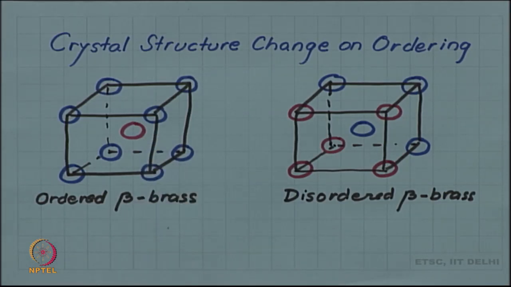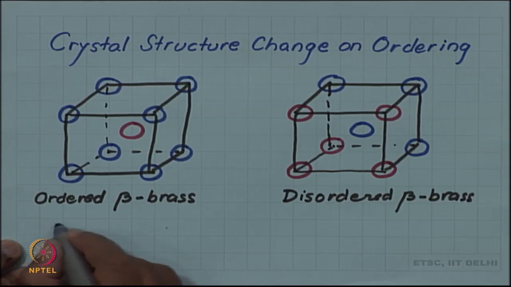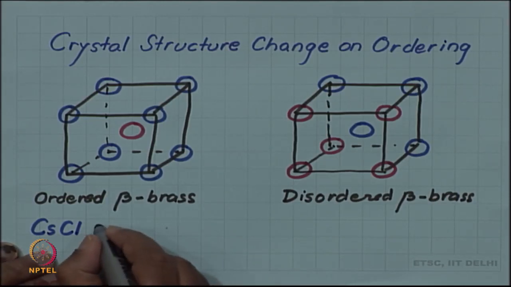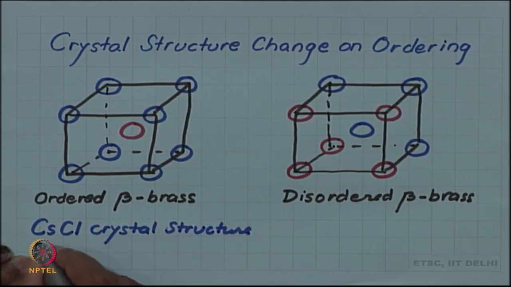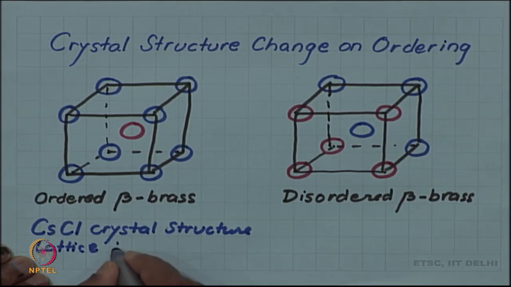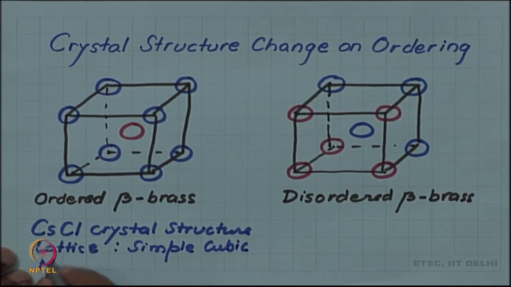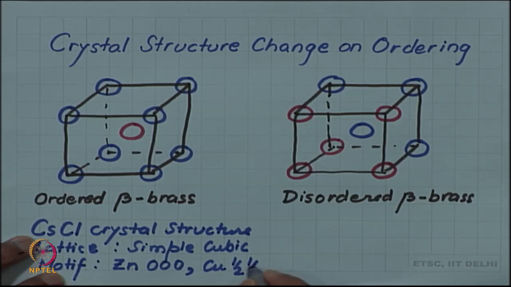We have done this exercise before when we were discussing crystal structure. So, we will have to call the lattice of this structure simple cubic. The structure name itself is cesium chloride structure, because cesium chloride shows this kind of structure. The lattice in this case will be simple cubic, and the motif will be the way I have drawn. Zinc is at the corners, so zinc at 000 and copper is at the body center, so copper at half half half. So, that is the structure of ordered beta brass.